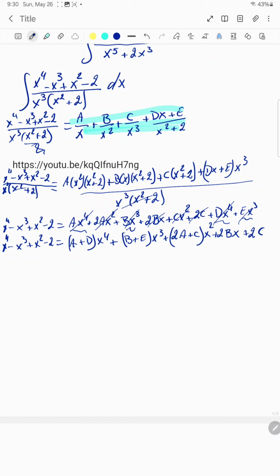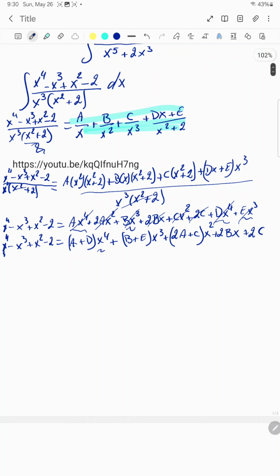Now I look at the left-hand side of my equality. Here, the coefficient of x to the power of 4 is 1, and the coefficient of x to the power of 4 on the right-hand side is a plus d. So I can say a plus d is equal to 1. And the coefficient of x to the power of 3 on the left-hand side is minus 1, and on the right-hand side it is b plus e. So I say b plus e is equal to minus 1.